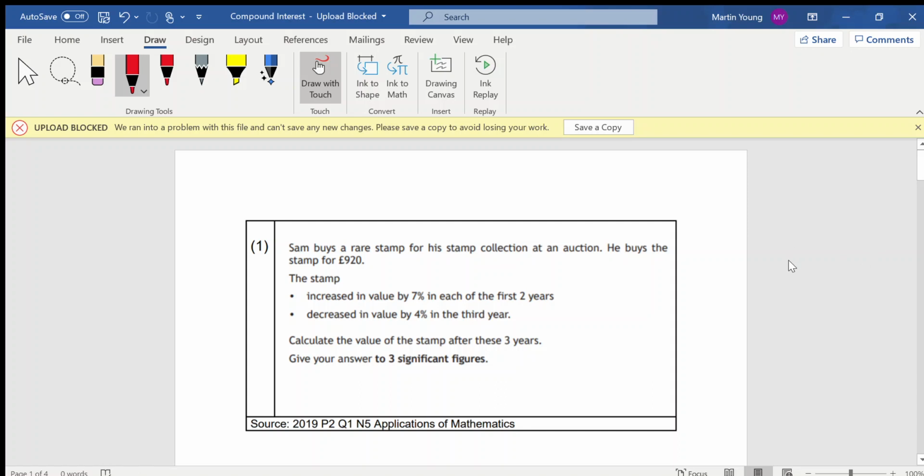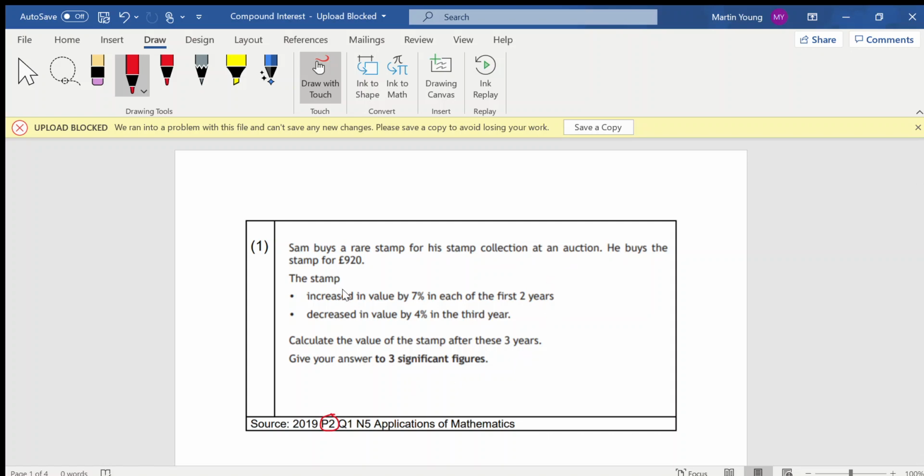Okay, so first question. Sam buys a rare stamp for his stamp collection at an auction. He buys the stamp for £920. The stamp increased in value by 7% in each of the first 2 years and then decreased in value by 4% in the third year. Calculate the value of the stamp after 3 years, and we have to give our answer to 3 significant figures. And this one here is a paper 2, so that means it's calculator.